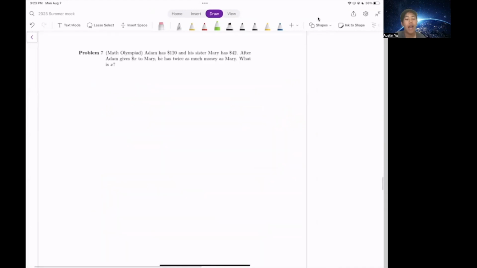Problem 7. Adam has $120 while his sister Mary has $42. After Adam gives X dollars to Mary, he has twice as much money as Mary. What is X, or the amount of money? Note that no matter how much money Adam gives his sister Mary, their total accumulated amount of money never changes. Therefore, we can solve their accumulated amount of money. 120 plus $42 equals $162 accumulated money.